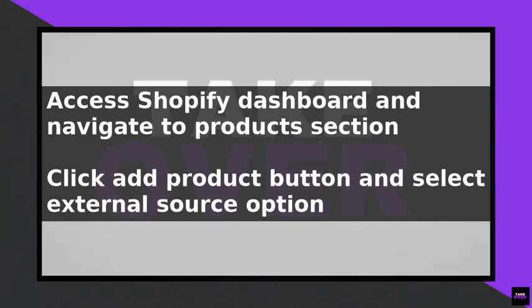To add products from AliExpress to your Shopify store, start by accessing the Shopify dashboard and navigating to the Products section. Click on the Add Product button and select the option to add a product from an external source. You will need to install the Oberlo app, a popular dropshipping app that integrates AliExpress with Shopify.